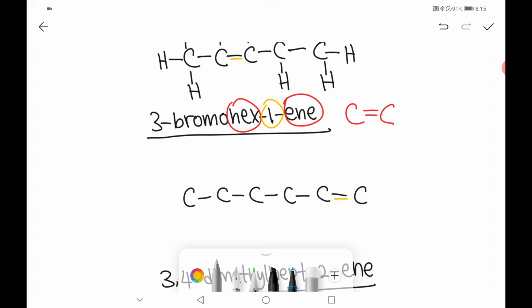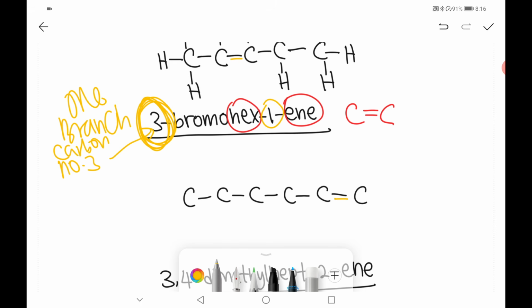Alright. So now the next thing I need to check, is there any branch or not? So how to know whether we have any branch or not? So look at the front number. Right in front here we see there is 1 digit. When you see 1 digit means you have 1 branch. So when we have 1 branch, the next thing you must know, where is the branch? So the branch is on carbon number 3.